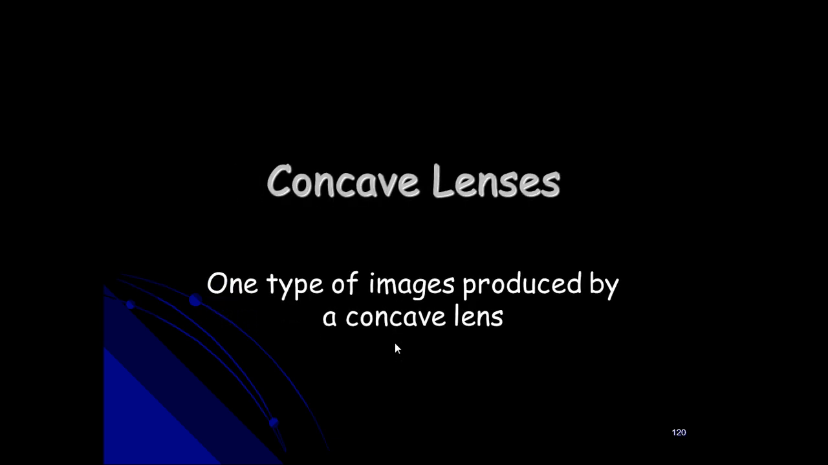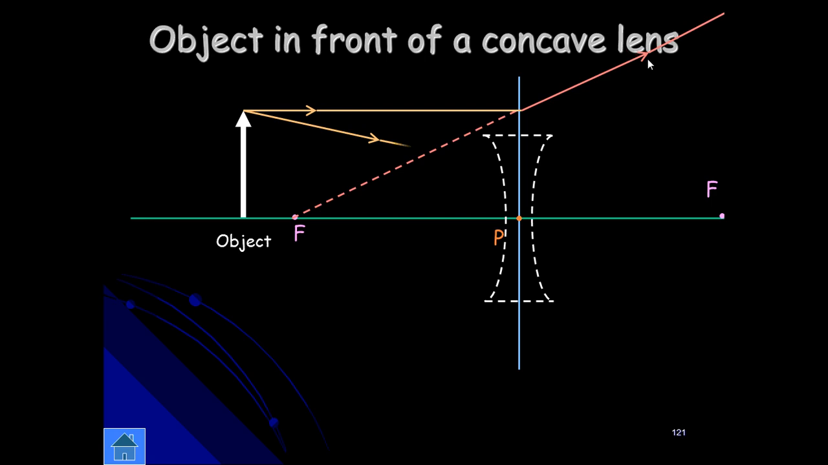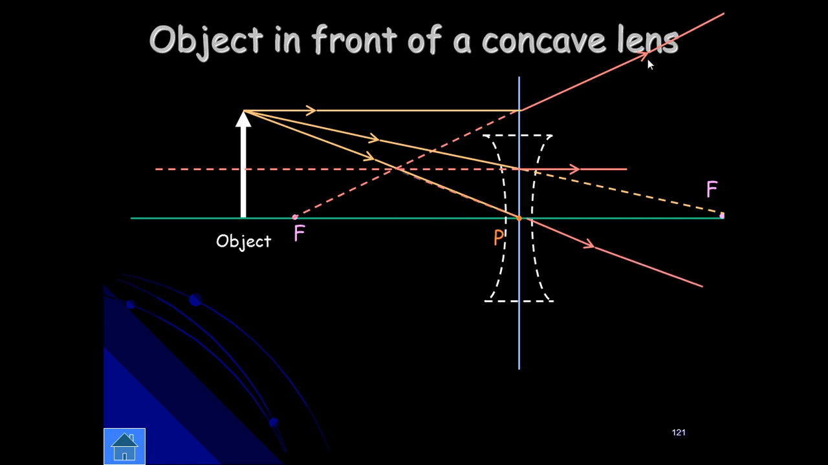Remember, there is only one type of image formed by a concave lens. Just remind ourselves, put the line in, and we use this focal point, and remember it is diverging. We can put that line in, but this is my preferred line. So wherever these two lines cross is where the image goes.